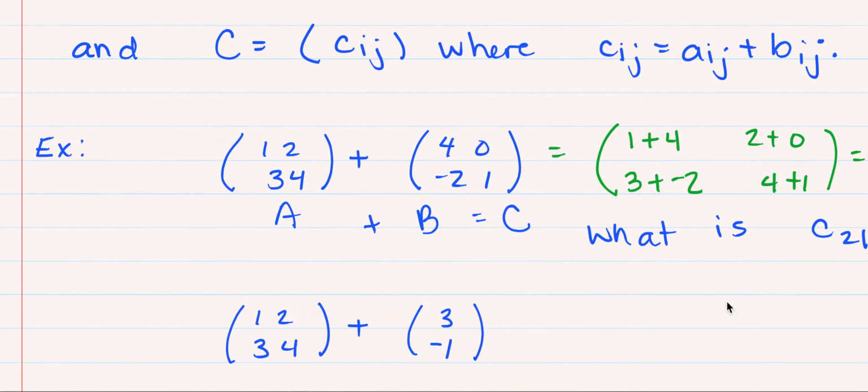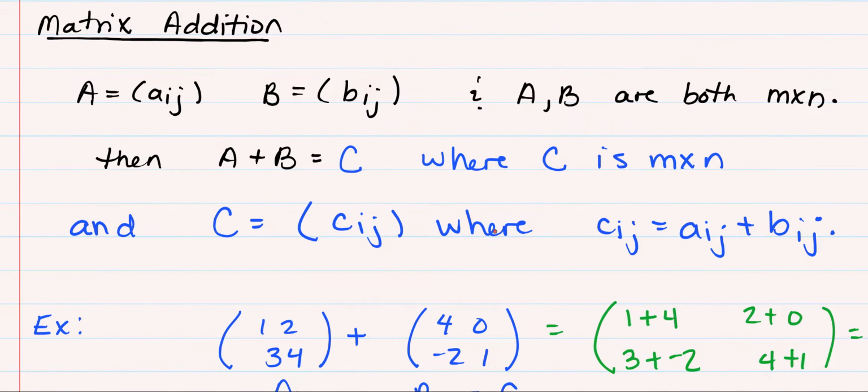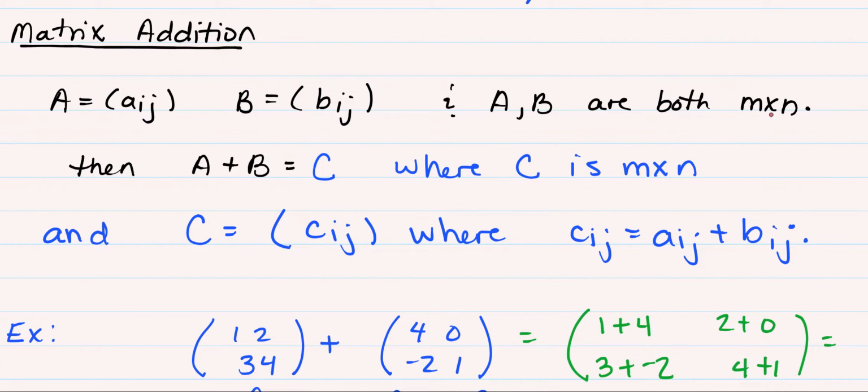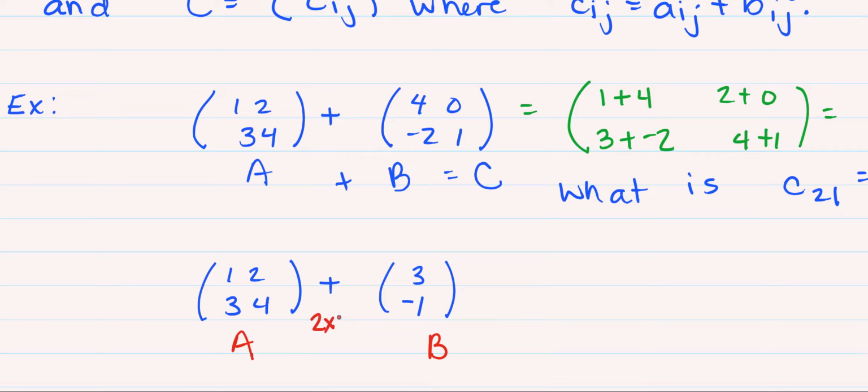Okay, let's do another one. Let's add these two matrices together. Here I have a 2 by 2 matrix. We're going to call it A. And this is a 2 by 1 matrix, and we're going to call it B. You can see there's a problem because we don't have anything to add to this 2 and this 4 in this matrix. Remember the definition for matrix addition. When we want to add two matrices, they have to be the same size, m by n. So this matrix is 2 by 2, and this matrix is 2 by 1, so we cannot add them. So here you can just say that this does not exist because you can't add the two matrices together.